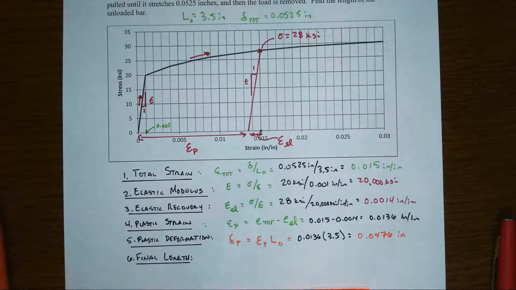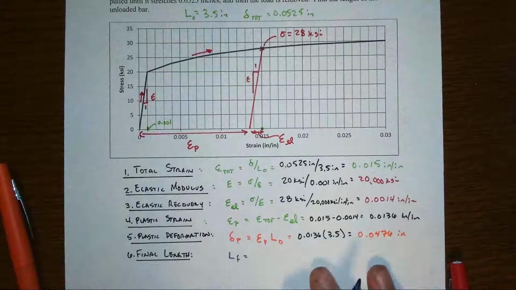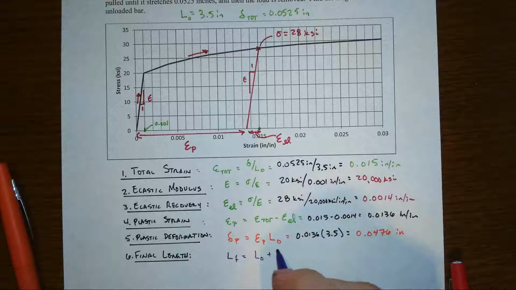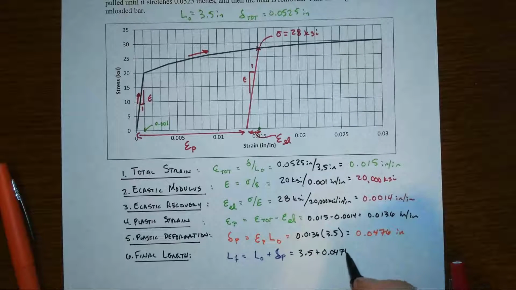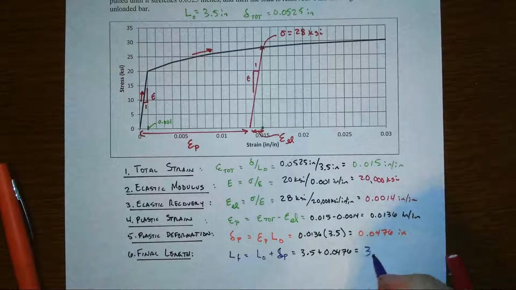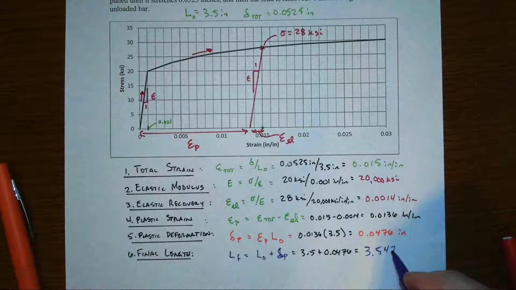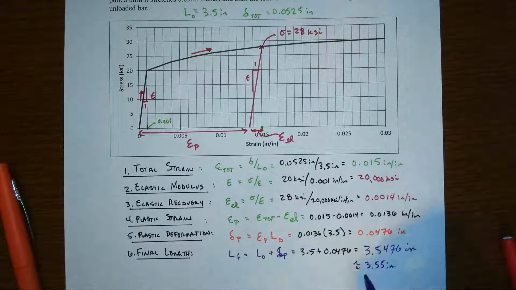So our final length, our answer in this problem, is going to be that our final length equals our original length plus our plastic deformation. And so that'll be 3.5 plus 0.0476. And of course that will work itself out to a nice simple addition of 3.5476 inches, or approximately 3.55 inches for the final length.